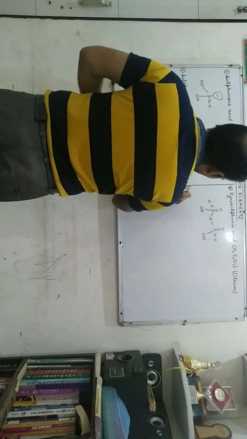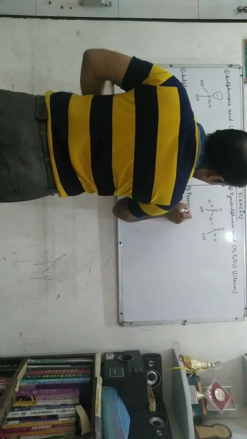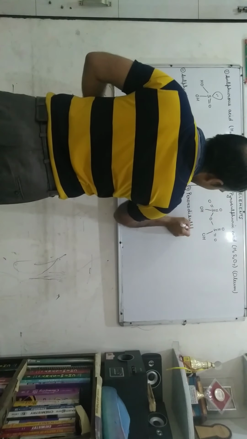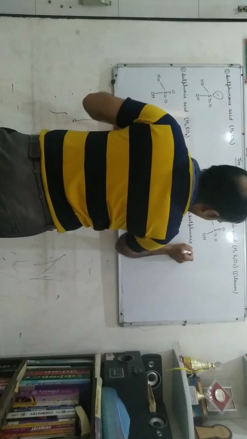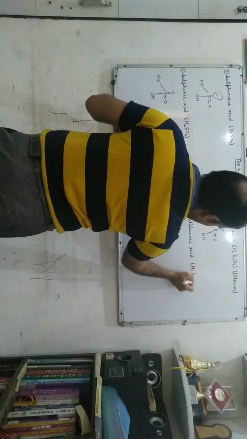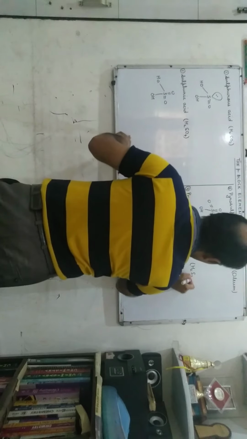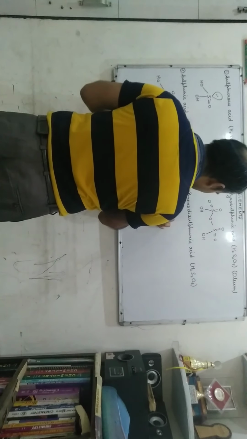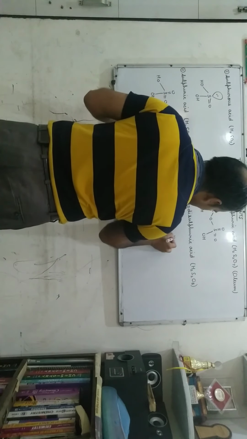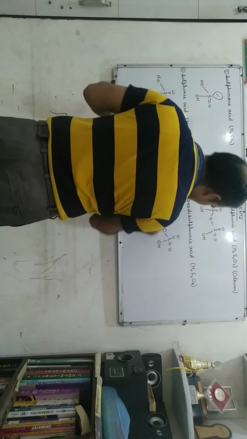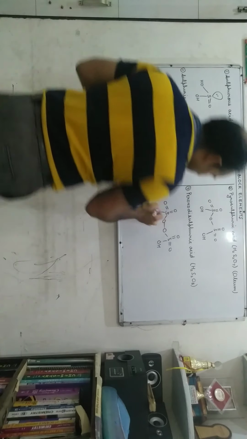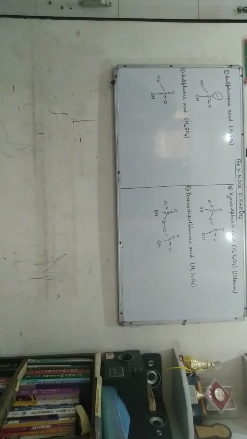H2S2O7, and the fourth one is the peroxodisulfuric acid. Peroxodisulfuric acid having formula H2S2O8, and the correct structure of peroxodisulfuric acid is drawn on whiteboard like this manner. So these are some oxoacids of sulfur. The first one is sulfurous acid, formula H2SO3. Second one is sulfuric acid, H2SO4. Third one is pyrosulfuric acid, H2S2O7. And the fourth one is peroxodisulfuric acid.